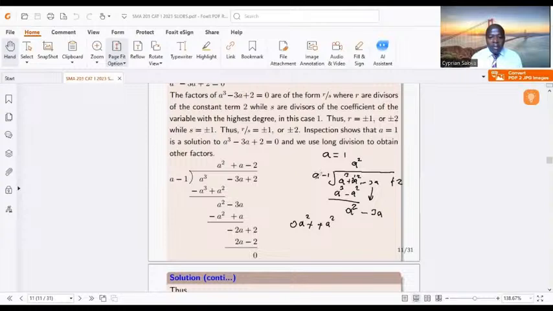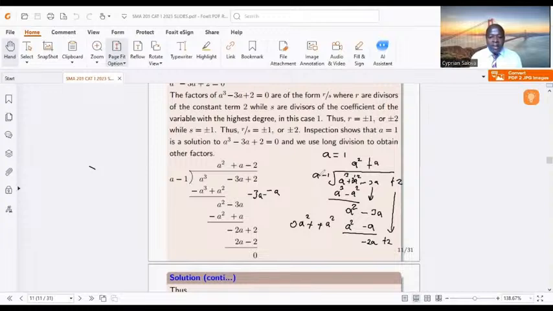Ask myself, how many times does this a go into? Again, subtract this second equation from the upper equation. A squared minus A squared will be 0. What about here? I have negative 3A minus A, which gives me negative 2A. Then bring this one down, positive 2.